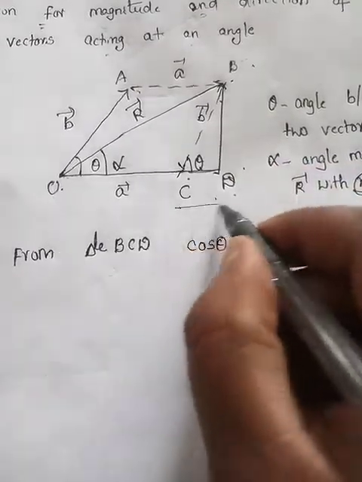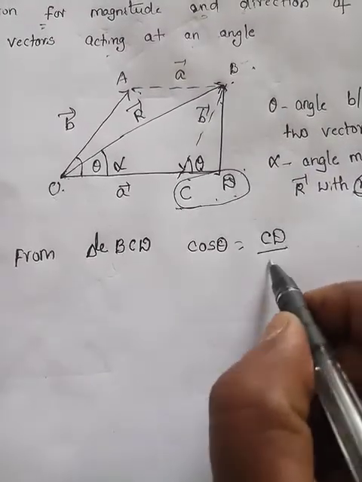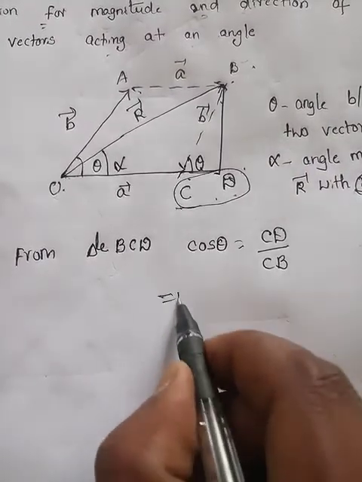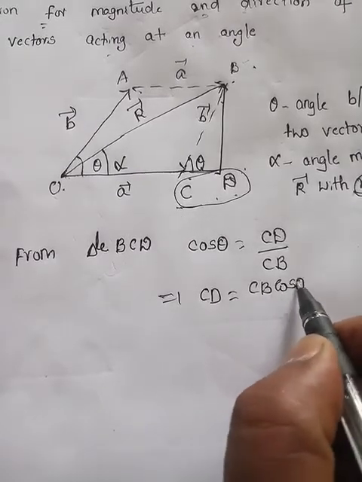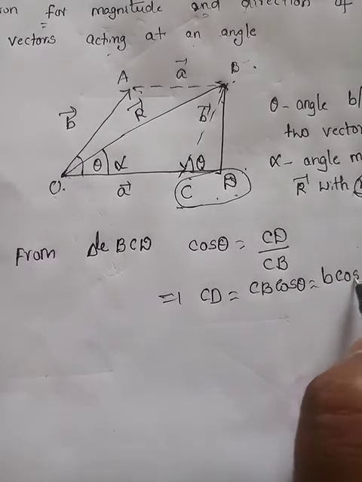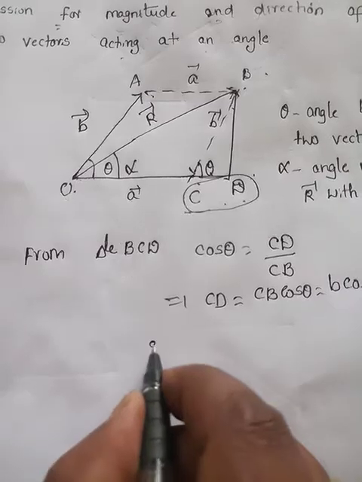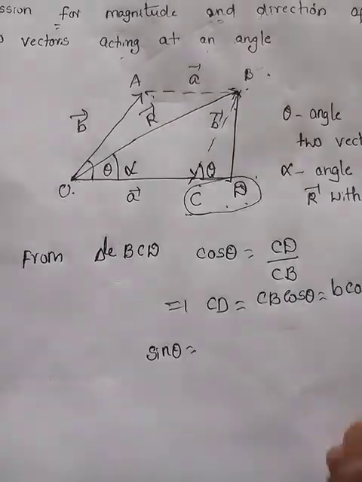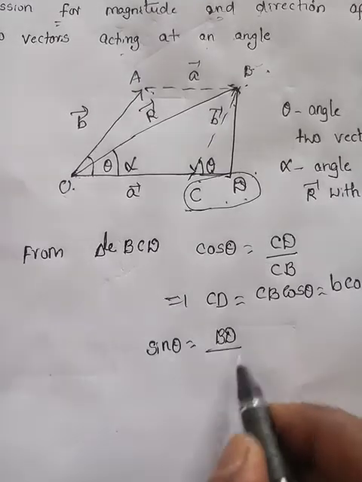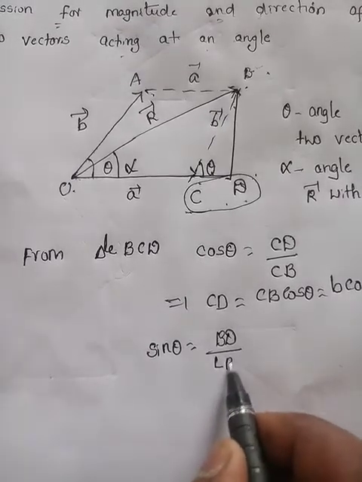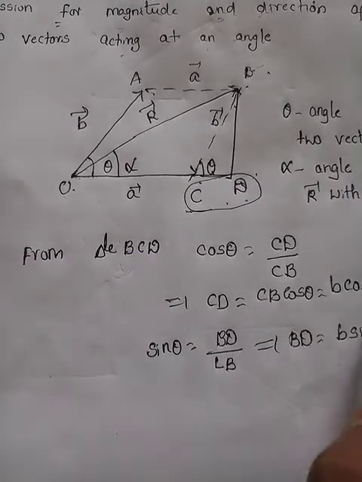Cos theta is equal to adjacent side by hypotenuse, CD by CB. That implies CD is equal to CB cos theta. What is CB? B. So CD is B cos theta. Is it right? Same triangle, sin theta is equal to opposite side by hypotenuse. What is the opposite side? BD by CB. That implies BD is equal to B sin theta.